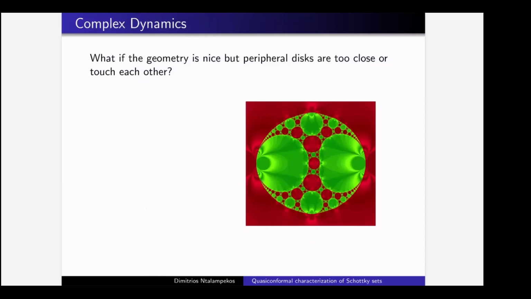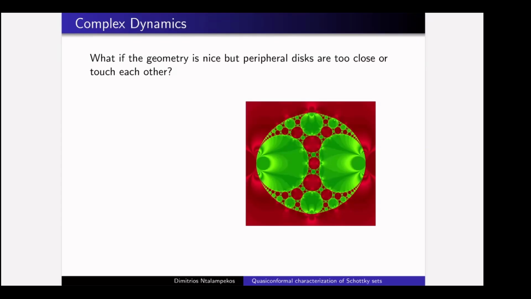Here we have a Julia set of a rational map. We have a very nice geometry, meaning that the Fatou components are uniform quasi-disks. So from one point of view, we have very nice geometry, but from the other point of view, we have touching Fatou components. So we do not have even separation. So we cannot talk about uniform relative separation here.